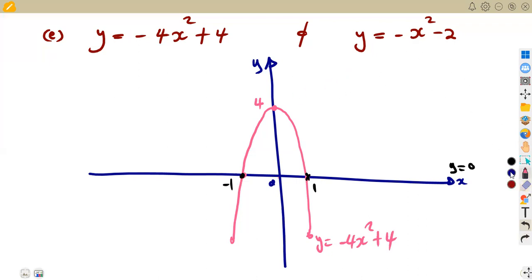x squared minus 2. So like I said, the normal graph is of y is equal to minus x squared. It was supposed to be like this. This is the normal graph of y is equal to minus x squared. But the moment we have a -2, it means the graph has shifted downwards. A negative, it is going down. So the graph is going to be shifted down, maybe at this point.